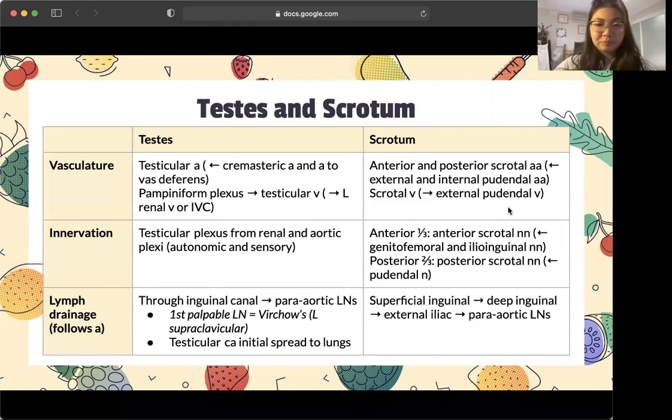I was trying to pick the key thing from the slide and then I didn't bold anything. So, it's here. We want to be aware that the lymph drainage of the testes goes to the para-aortic lymph nodes rather than the palpable superficial ones in the inguinal region first. Testicular cancer can present initially as having spread to the lungs first as that first organ. And your first palpable lymph node is going to be Virchow's, the left supraclavicular one.